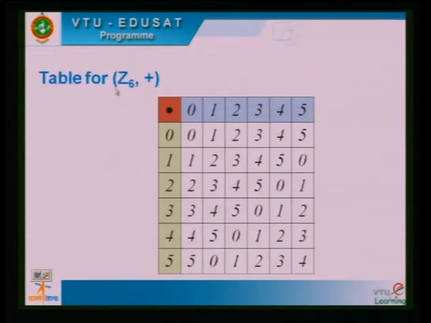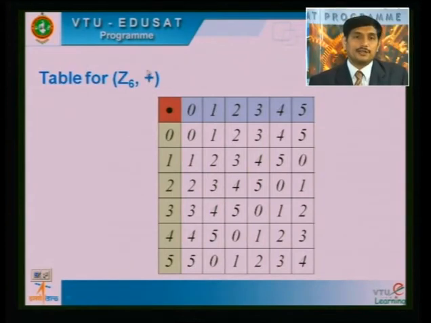Here is another, Z6 under the operation addition. You know that the operation is addition here. 0 plus 0 is 0, 0 plus 1 is equal to 1, and 0 plus 2 is equal to 2. And Z6 means after 6, it is a modulo table. Here 1 plus 0 is 1, 1 plus 1 is 2, 1 plus 2 is 3, but 1 plus 5 is 6, and 6 means it is modulo 6, so you can take it as 0. Similarly, 3 plus 5 is 8, and after 6 that is 0, 1, 2, so the result is 2.